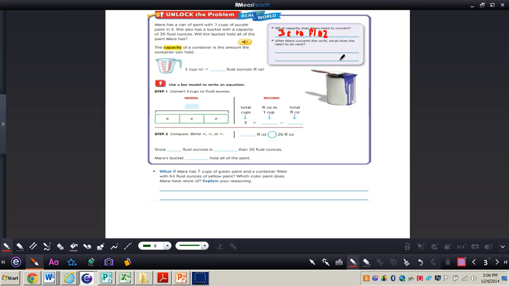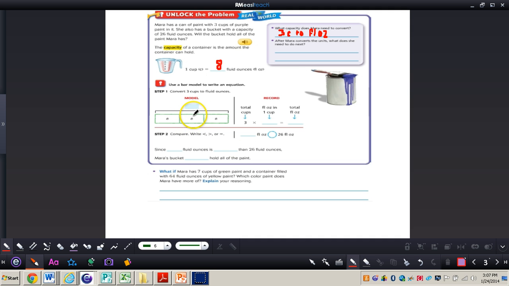Okay, so we need to think about some things here. First of all, we need to think about how many fluid ounces are in 1 cup. You can even see on page 410, and I'll have you write that table down in just a second in your notes, that 1 cup equals 8 fluid ounces. To get you to visualize what we're doing, we can see that our model here is telling us to convert 3 cups to fluid ounces. We can see that we have 8 fluid ounces in each cup.